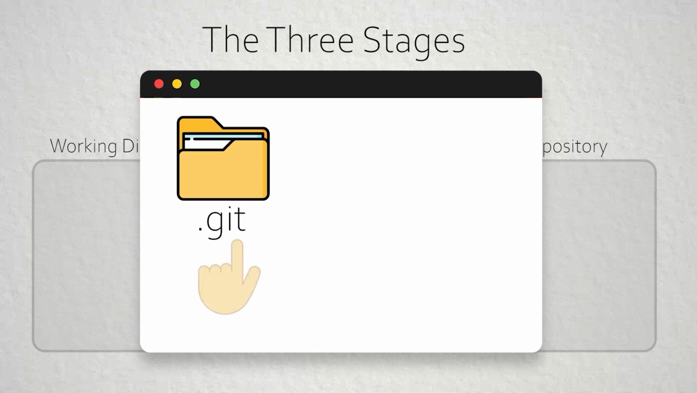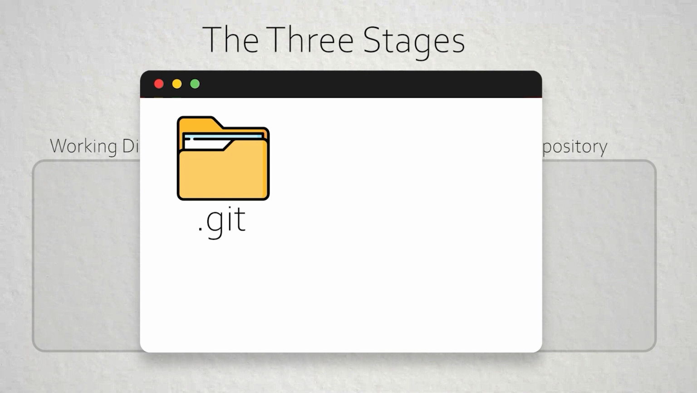This action will generate a hidden folder named .git, which contains all the necessary files and metadata to manage version control for the project. This Git folder effectively acts as the repo's backbone, holding important information about the project's state and its evolution over time.